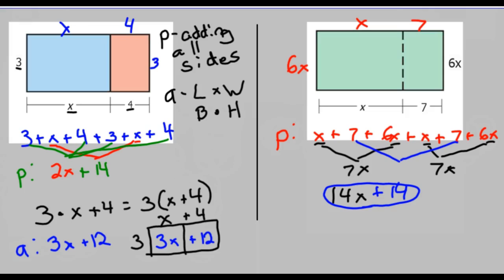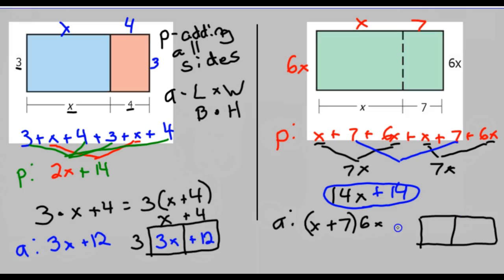Now our area is going to be base times height, or length times width. And our length will be x plus 7. And our width, or our height, is going to be 6x. So we got to draw our box. And we get 6x outside and x plus 7 on top.